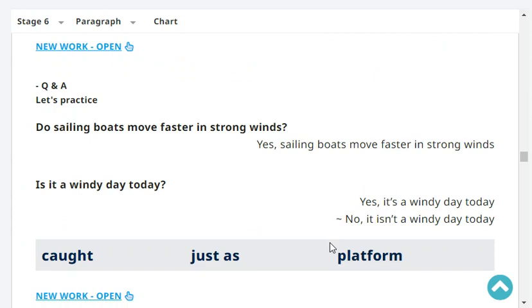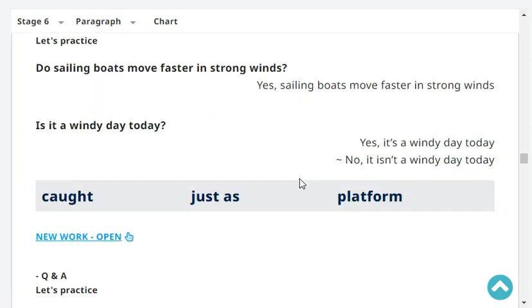Do sailing boats move faster in strong winds? Yes, sailing boats move faster in strong winds. Is it a windy day today? Yes or no? No, it isn't a windy day today. Very good.